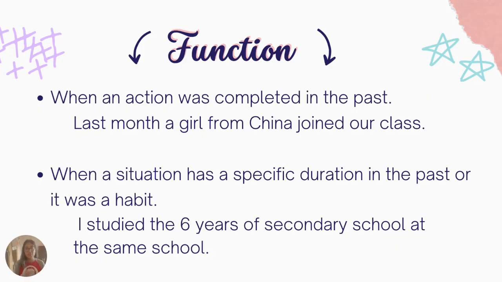Function. The simple past has four important functions. The first is when an action was completed in the past. For example, last month, a girl from China joined our class. The second function is when a situation has a specific duration in the past, or it was a habit. For example, I studied the six years of secondary school at the same school.